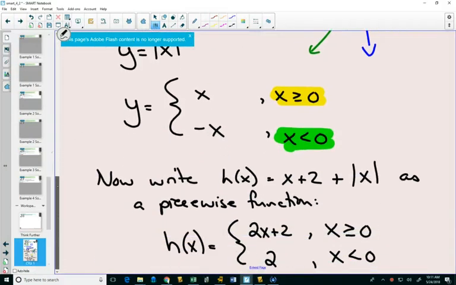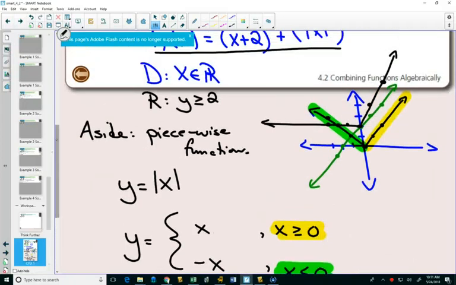Because everywhere where x is less than 0, it's equal to 2. Did that show up on our graph? Yes, straight line at 2. And everywhere where x is bigger than or equal to 0, it's the line 2x plus 2, which would have a y-intercept of 2 and a slope of 2. And sure enough, that matches up with our graph.